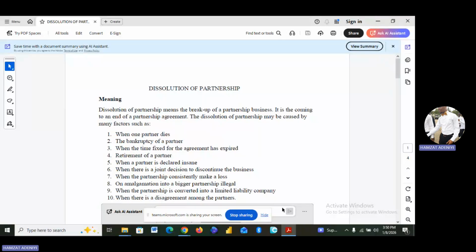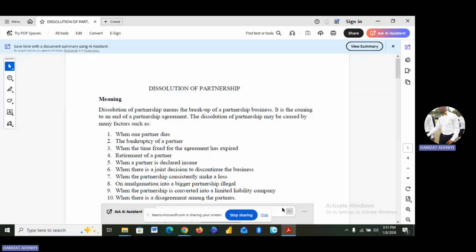There are many factors that can result in this. One of the factors is when a partner dies. Also, when there is bankruptcy on the part of a partner, or when the time fixed for the partnership agreement has expired. What this means is that in the partnership deed, there is a time frame for the business to expire. Once the time has exceeded, the partnership business ceases to exist. Also, we have retirement of a partner. I wouldn't want to waste much time on these aspects. It's something that can actually be read and understood.